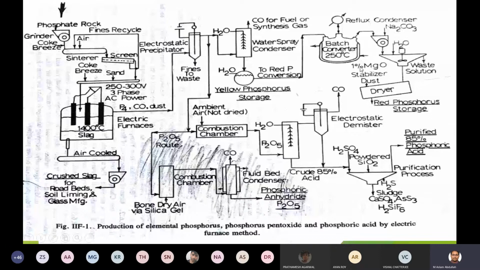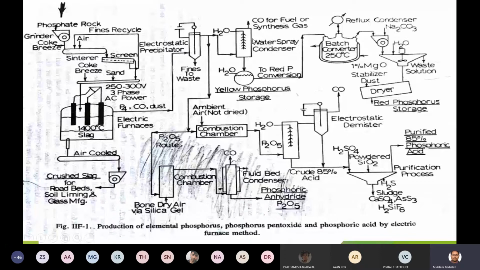This magnesium oxide tends to retain the stability while the conversion of yellow phosphorus to red phosphorus is happening. We have a reflux condenser at the top. What is a reflux condenser? While you are heating at 250 degrees Celsius, if some phosphorus vapors escape from the water spray condenser, they will be trapped in a reflux condenser and passed into a batch converter. So the conversion of yellow phosphorus to red phosphorus will happen.